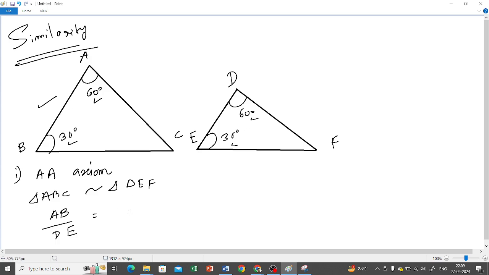So AB by DE is equal to AC by, who is the corresponding side of AC? DF. Equal to BC by, who is the corresponding side of BC? EF. All right. So from here you can see that if a few of the sides are given, we can find the other ones. This you can understand.